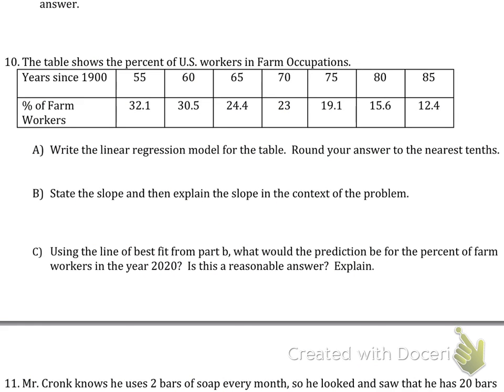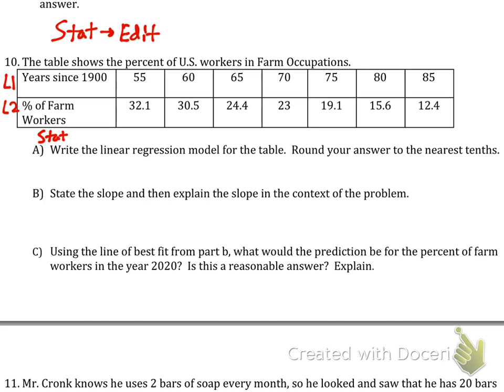All right. This next one requires a calculator, and I'm not going to show you the steps because you can go back and watch that in the video if you forgot, but I'll remind you of the steps. For the first thing you need to do on your calculator is press Stat, then Edit, and L1 is going to be the X, that's the years since 1900. L2 is going to be the percent of farm workers.